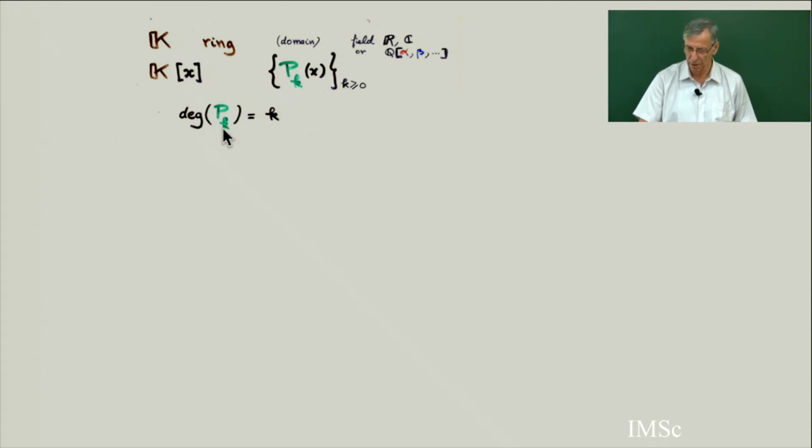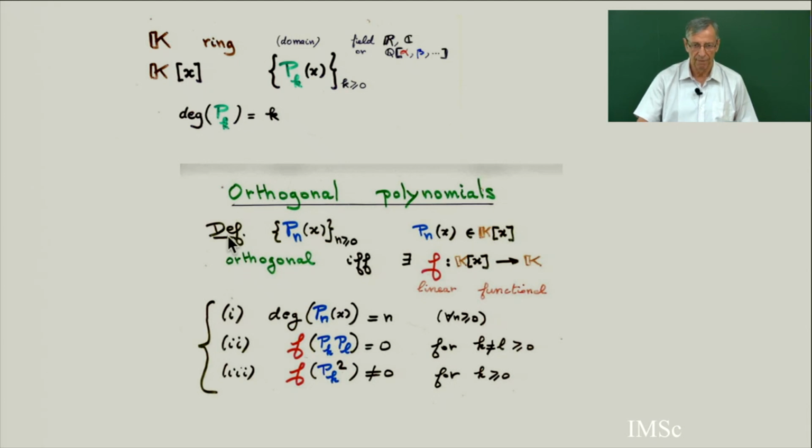So you have a sequence of polynomials, P_k, each P_k of degree k. The main definition: this sequence, P_n(x), is called an orthogonal sequence of polynomials if and only if there exists F, a linear functional sending any polynomial on the ring of coefficients. To any polynomial you associate a linear form, a linear functional from the ring of polynomials to the ring of the coefficients.